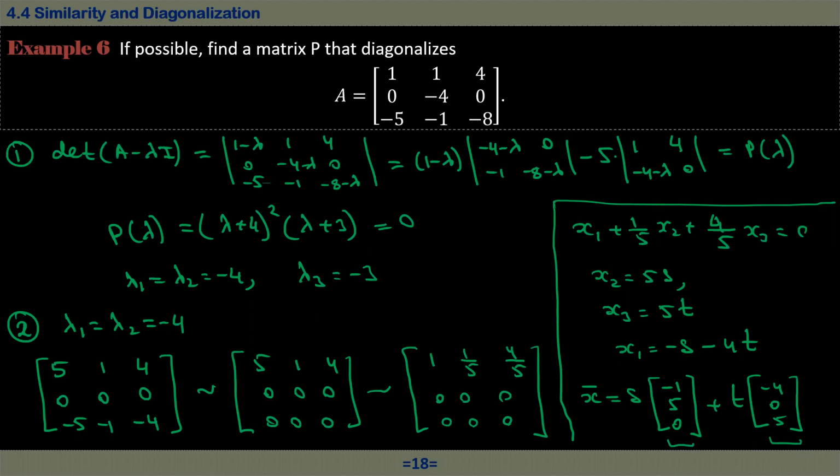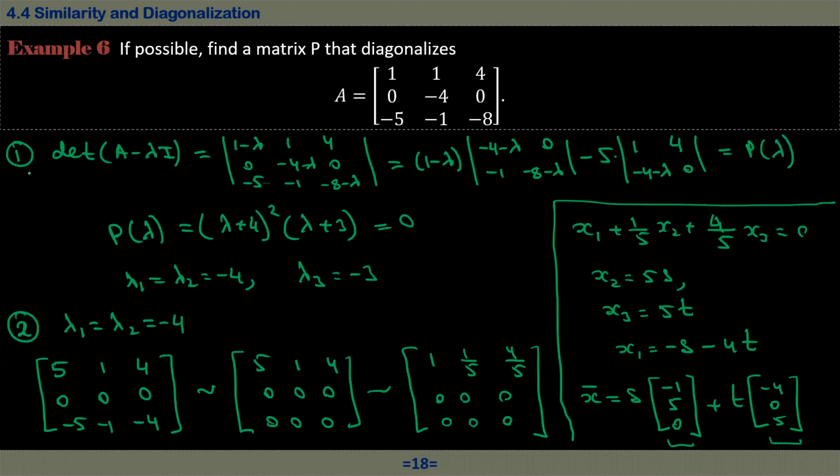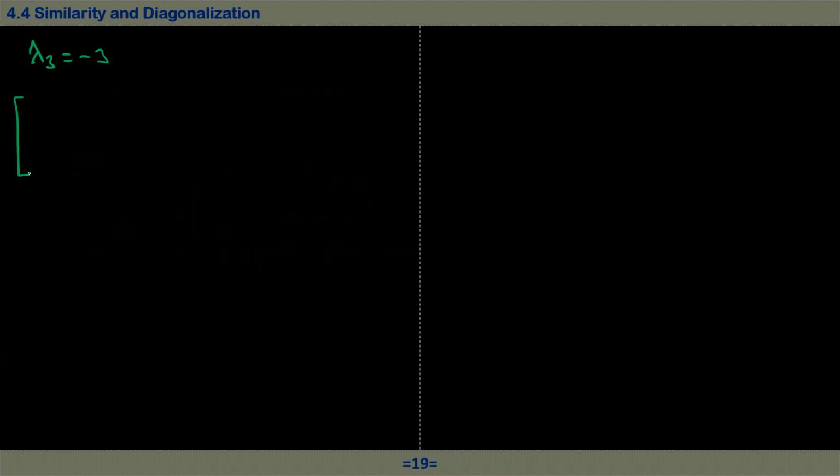And how about if lambda equals negative 3? So our augmented matrix will be here. It is 1, 1, 4. So what we have here is 1 minus minus 3, and here we have 4. Here we have 1 and 4. The second row is 0, then minus 4 minus minus 3, that is minus 1, and here we have 0. And the third line is minus 5, minus 1, and minus 8 minus minus 3, that is minus 5.